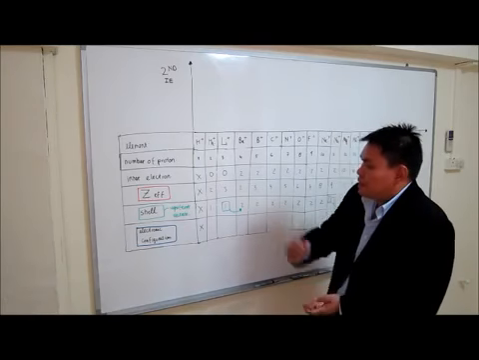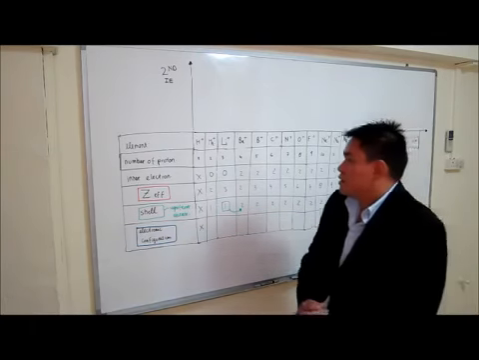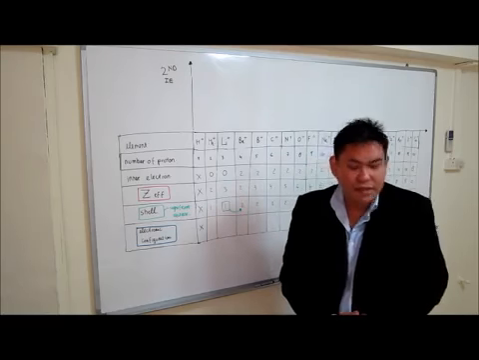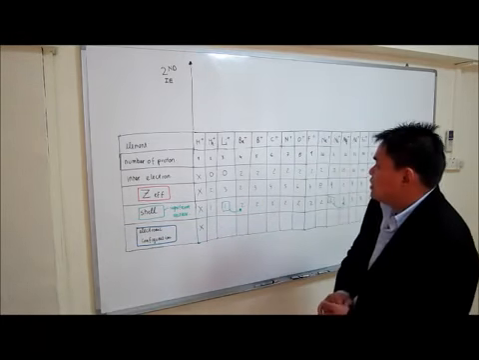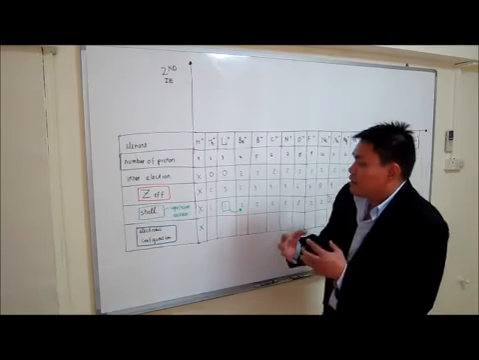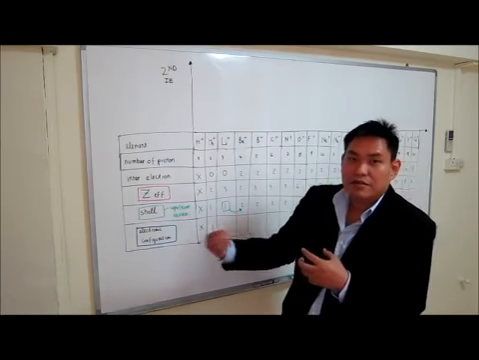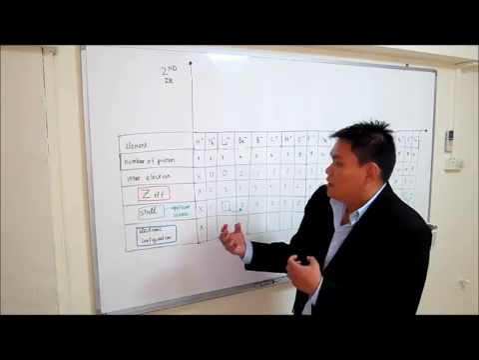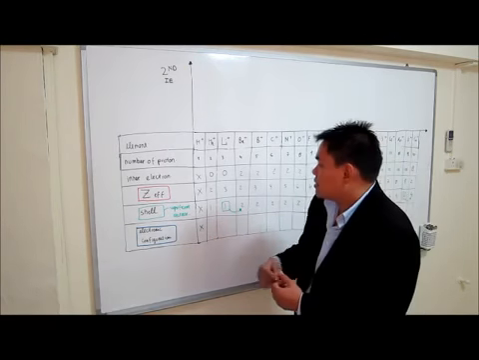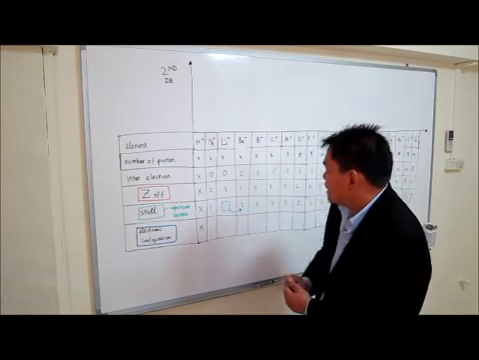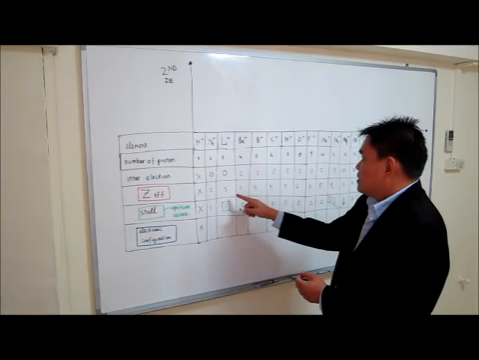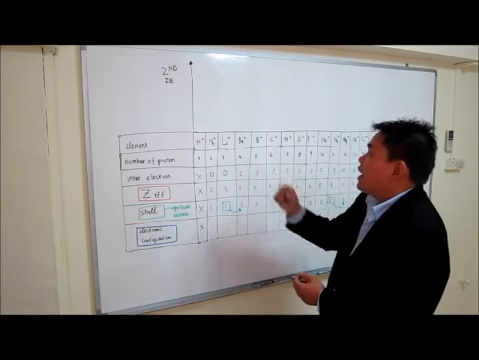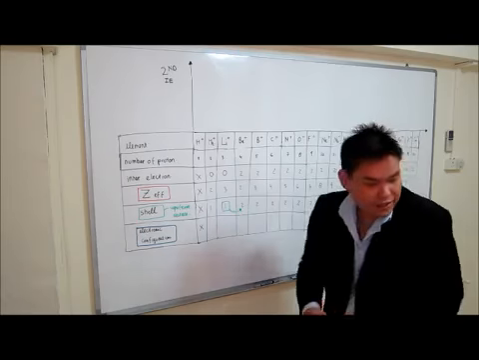In the case of effective nuclear charge, it also affects. How does it affect the second ionization energy? Effective nuclear charge is a measurement of how strong or how weak the electron is attracted to the nucleus. So the higher the effective nuclear charge, the higher the second ionization energy.